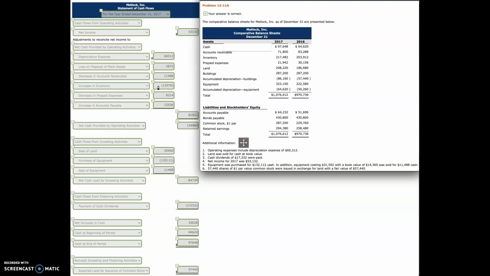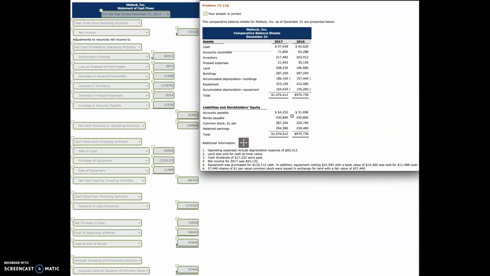The next one is decrease in prepaid expenses, which you get by finding the difference in the balance sheet. There are my numbers. I found the difference between the 21,000 and the 30,000. And the last one for this section is an increase in accounts payable, which you find by figuring out the difference in the balance sheet again. So we find our accounts payable, which is down here, and then you find the difference and plug that in right there. Okay, hopefully you're following along okay for now.